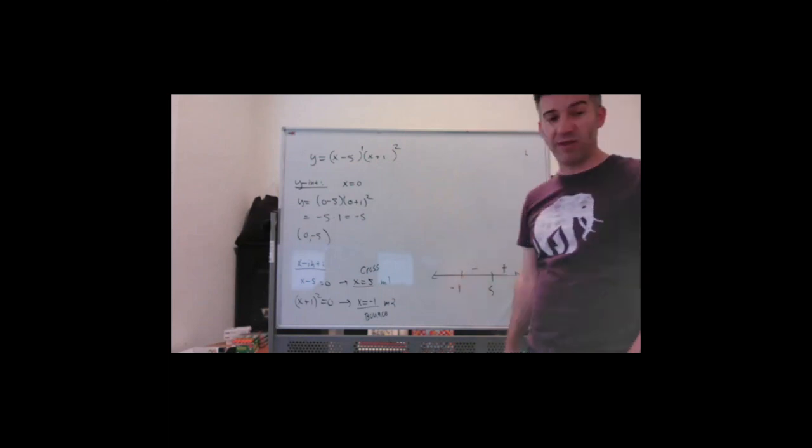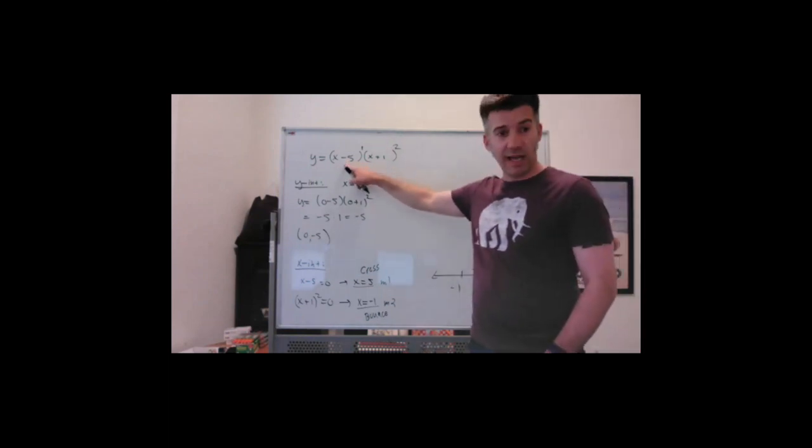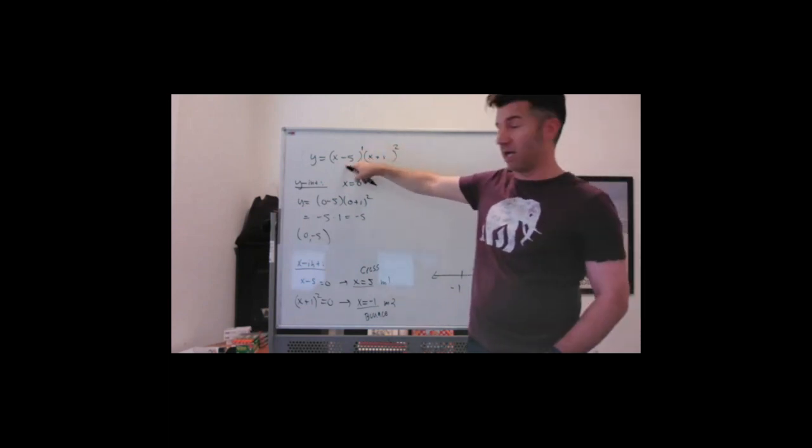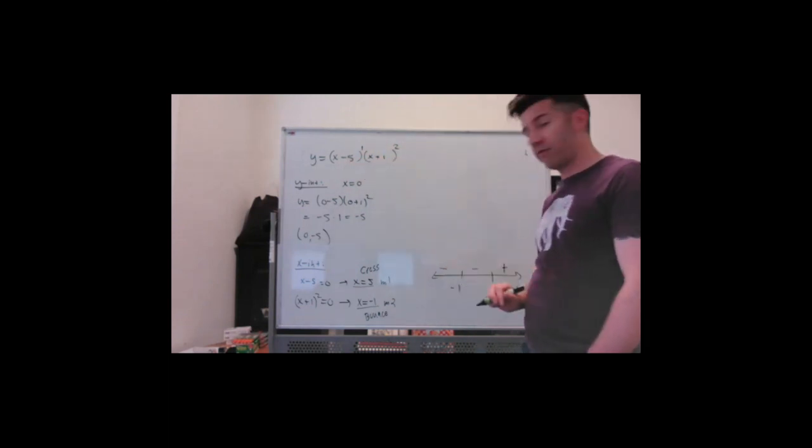Pick a number less than -1, like -3. -3 minus 5 is negative. -3 plus 1 is negative, and the negative number squared is positive. So a negative times a positive is still negative.